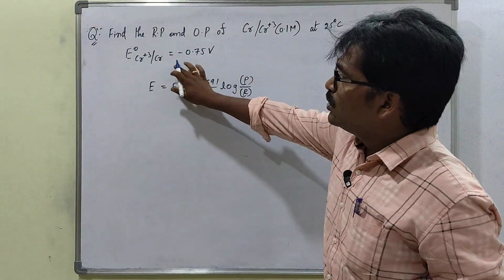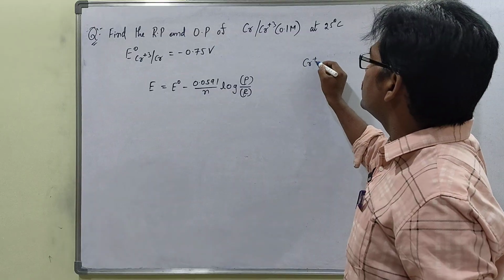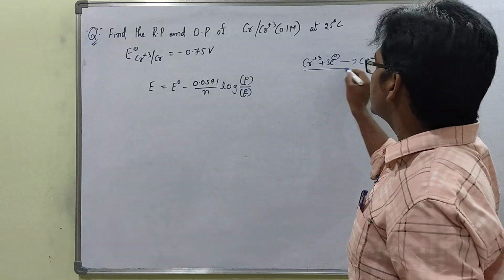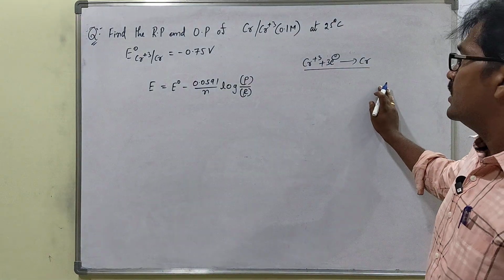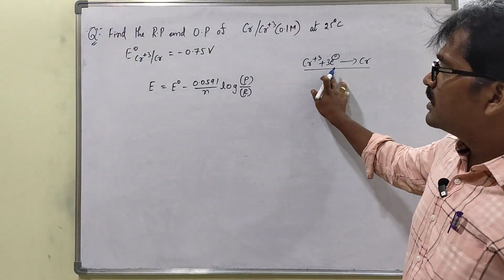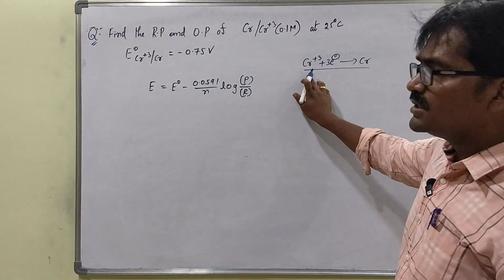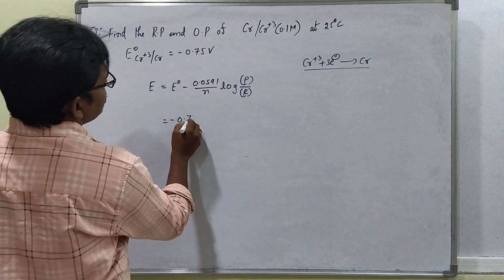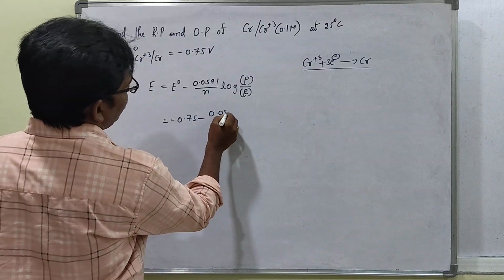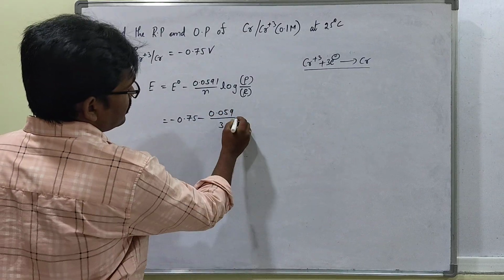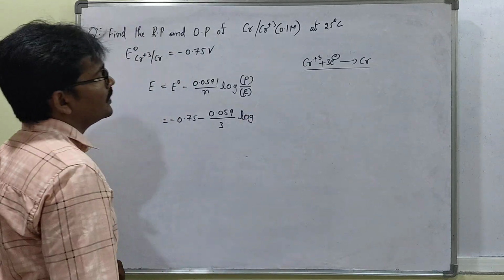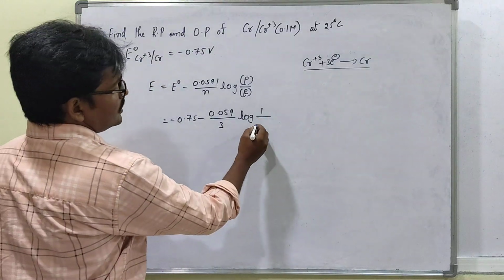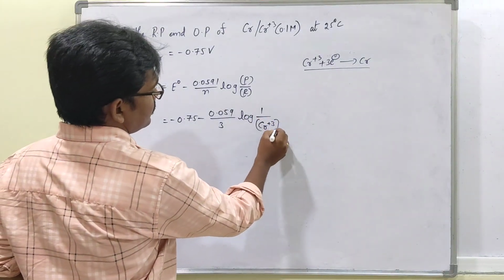Then, first note the reduction potential: Cr plus 3 electrons gives rise to Cr. This is the reduction reaction. How many electrons are involved? 3 electrons are involved. Product is Cr, and reactant is Cr plus 3. So E naught value is given as minus 0.75, minus 0.0591 divided by 3, the number of electrons, log of the product concentration over the reactant concentration. Cr is a solid, so take 1. For the reactant, take the Cr plus 3 concentration.